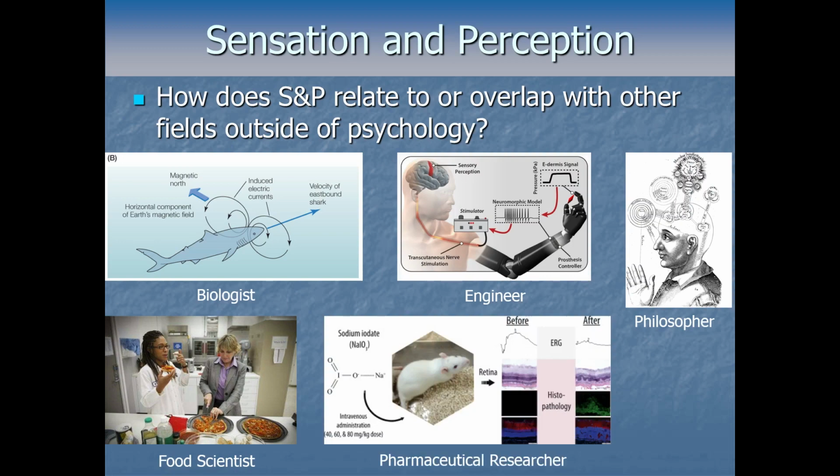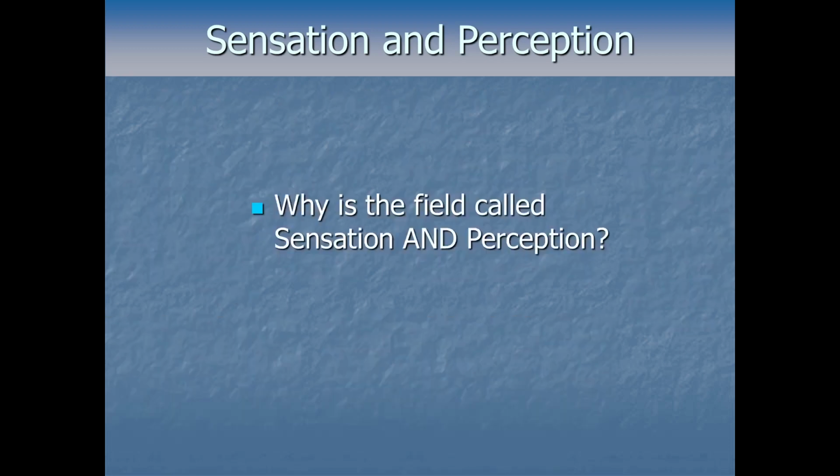Or a pharmaceutical researcher might ask questions like, does this treatment for macular degeneration work in an animal model? And the way they answer that is with methods of sensation and perception to detect and figure out what it is that this mouse or rat is seeing, how well are its eyes working. We use sensation and perception methods to study that. So now, why is the field called sensation and perception?